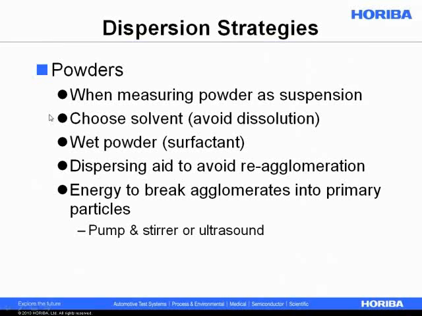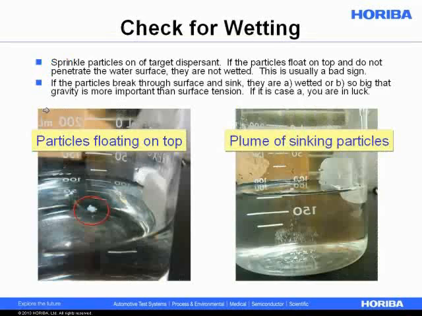We have to choose the liquid we're going to disperse it in, and certainly we want to avoid dissolution. If the powder doesn't naturally wet, we might have to add a surfactant. We may need to add another chemical to avoid re-agglomeration, dispersing aids, or we might just need to add a little energy to break up those loosely held aggregates. So we're going to talk about the strategy of how to make these decisions prior to making that measurement.